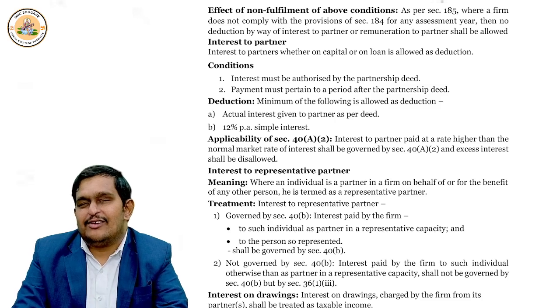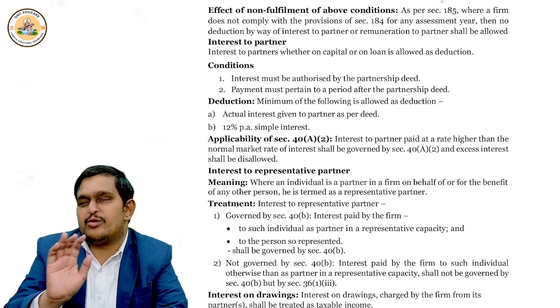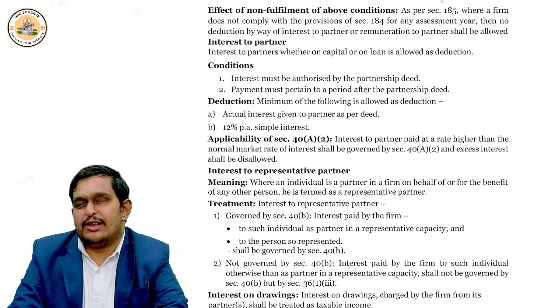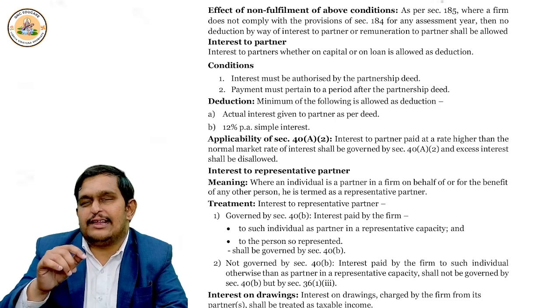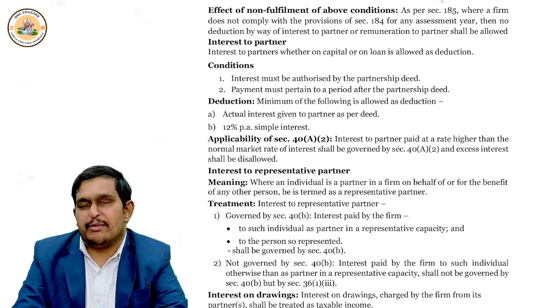And finally, once you claim the deduction, you check the question. If excess interest is paid, add back. Only that excess should be added back, not the total. That's why when I said in the question, if they give 15% interest paid to partner, we added only 3% back. Okay, like this you should remember.